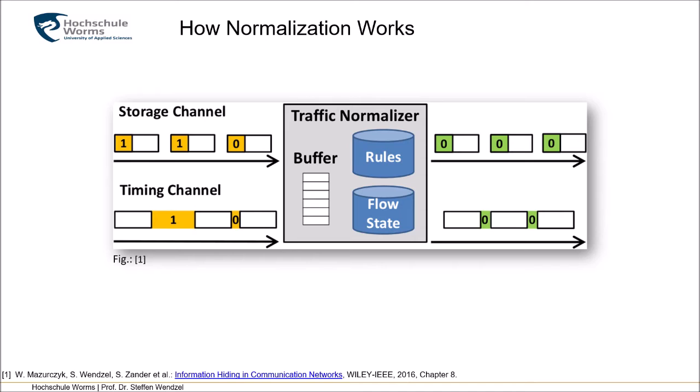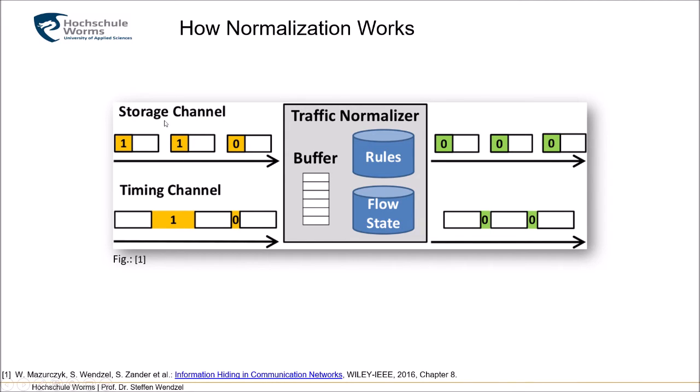Here you see the general components. So the normalizer has some buffer where the incoming packets are cached. Then there are the rules, and it also needs to keep state of flows. And then it tries to modify the traffic accordingly, based on all the information that it caches and knows.